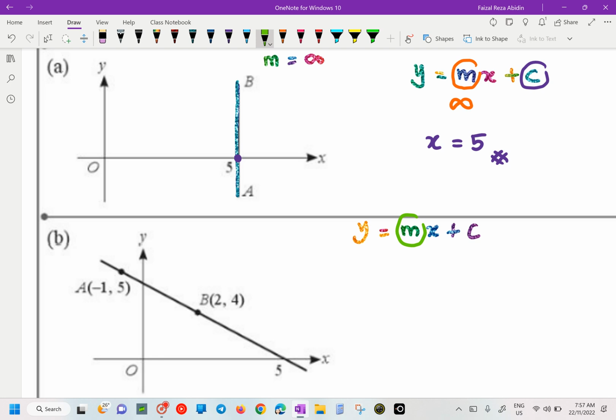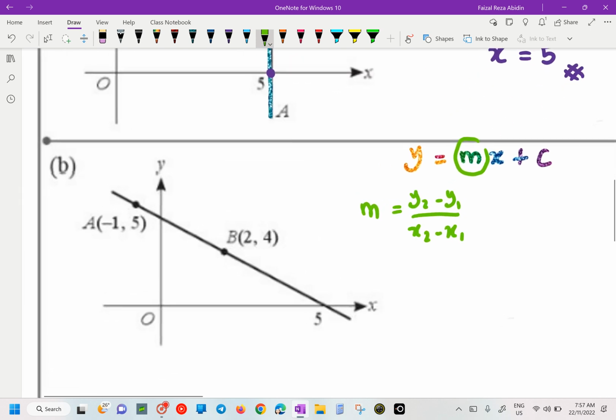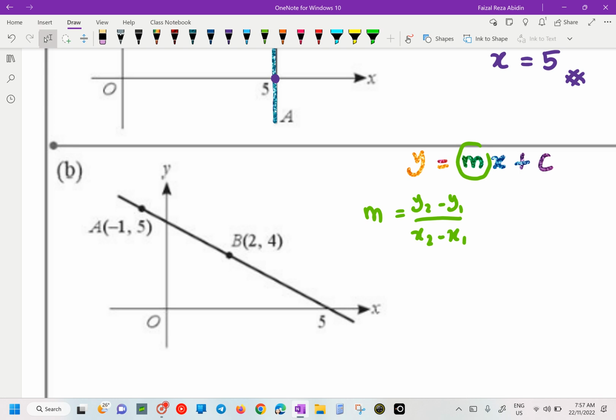The formula of gradient: y2 minus y1 over x2 minus x1. Remember, just write it back over here. So if you look over here, you have 2 points that lie on our straight line, isn't it? So we are going to use A there as our x1 and y1, and B there as our x2, y2. So what should we do?